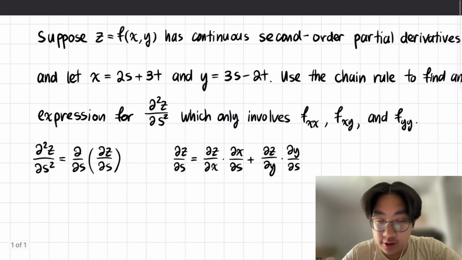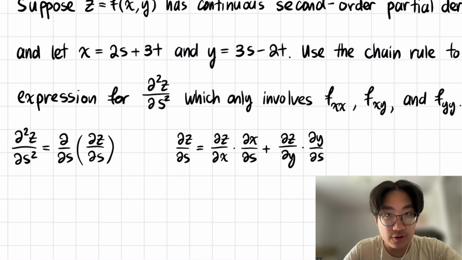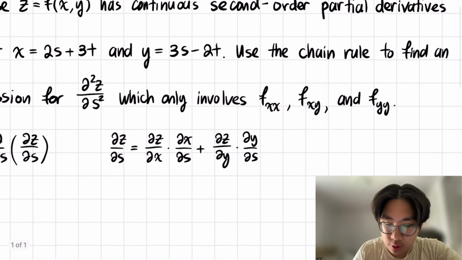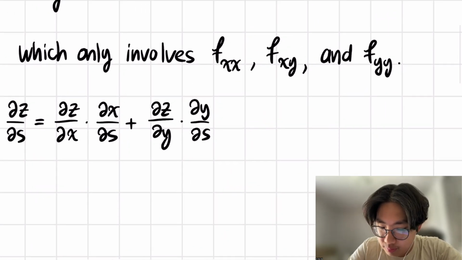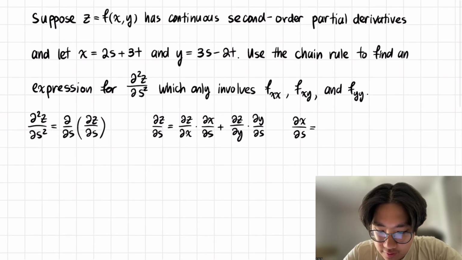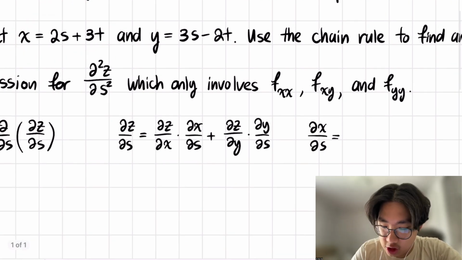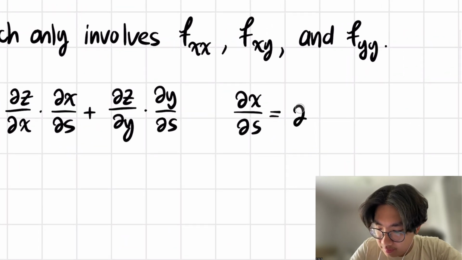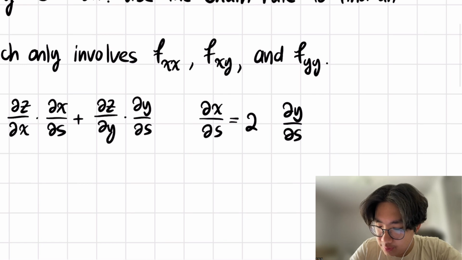The great thing here is we have what x and y are equal to. So we are actually able to simplify this a little bit, which avoids the use of product rule later on. So in this case, I'll quickly compute partial x, partial s, and partial y, partial s. Partial x, partial s, we're just taking the derivative of x with respect to s, so just 2 in this case. And then partial y, partial s. Again, s is your variable, so in this case, it's just equal to 3.